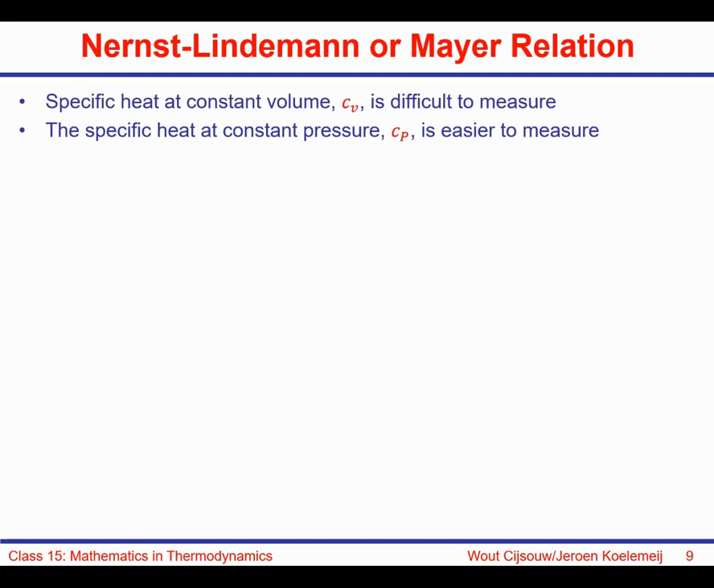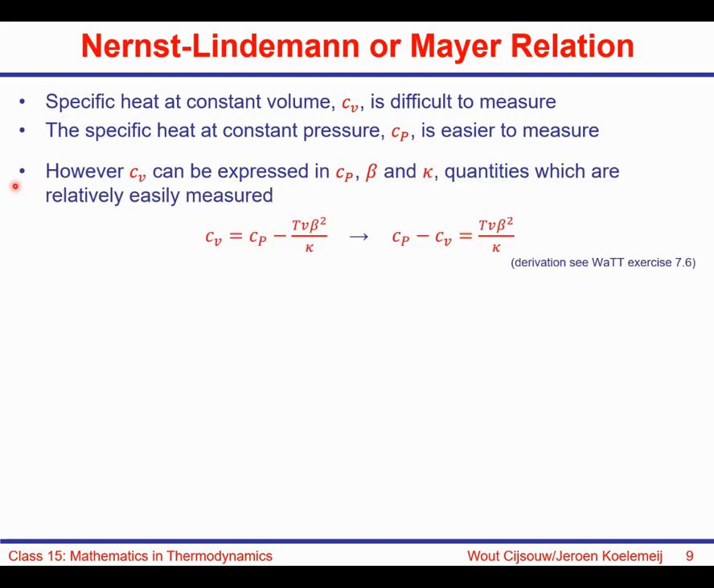Now, as a matter of fact, it turns out that the specific heat CV is difficult to measure. It's easier to measure Cp, which is the one at constant pressure. And now we're in the lucky situation that we can actually express CV in terms of Cp, and also these coefficients beta and kappa that Wout showed in his movie, the compressibility and the thermal expansion coefficients. And you see this expression here. This is the Nernst-Lindemann or Meyer relation.